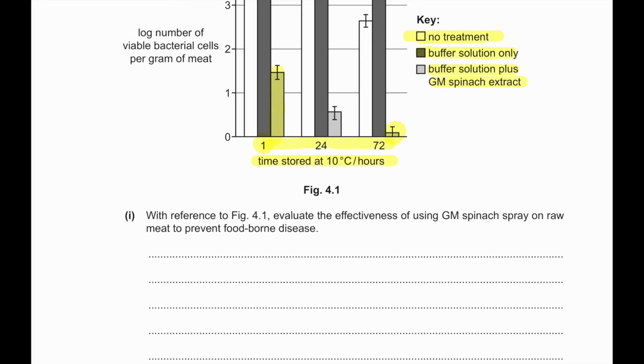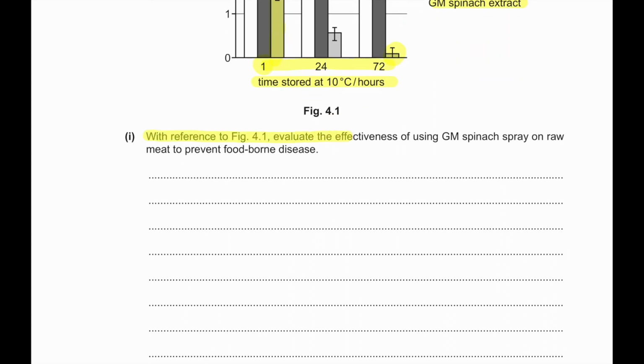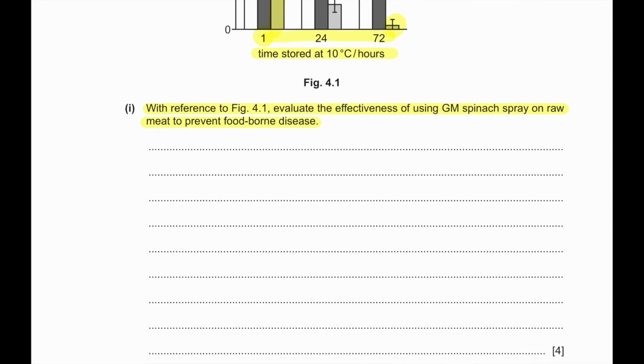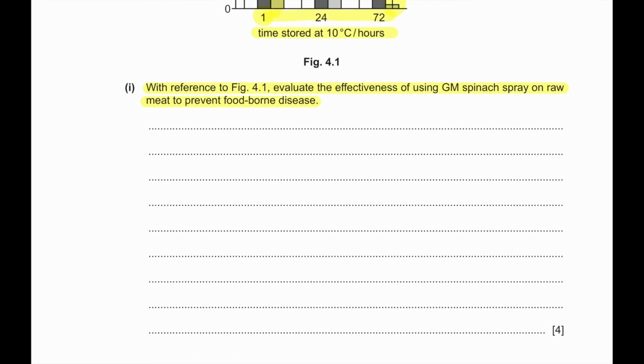It decreases the viable bacterial cells per gram of meat. With reference to figure 4.1, evaluate the effectiveness of using GM spinach spray on raw meat to prevent foodborne disease. So we can give both valid and not valid answers. Since they told us to evaluate the effectiveness of using GM spinach.